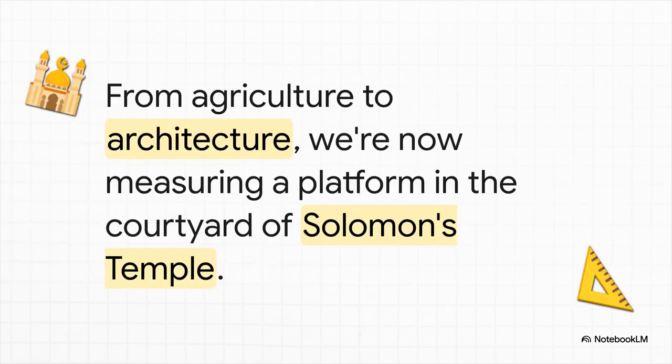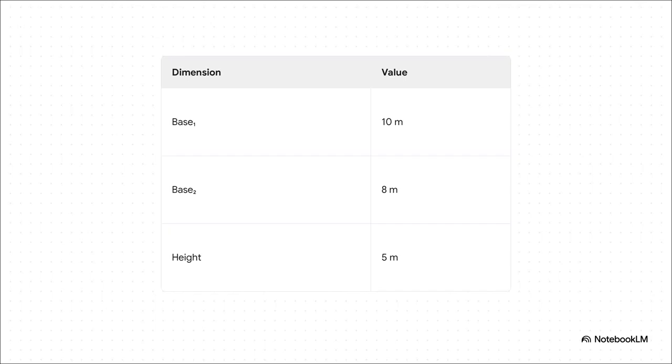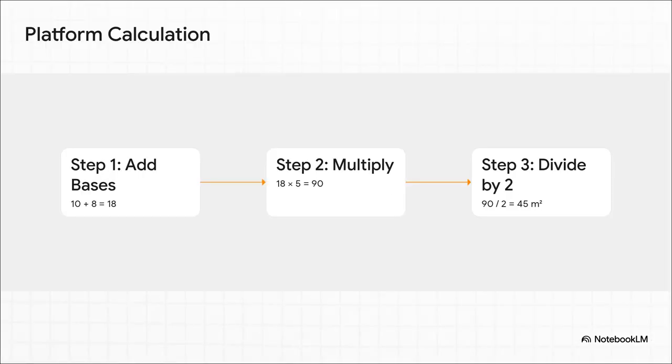And for our final example, we're shifting gears from agriculture to architecture. Now we're measuring a platform in the courtyard of Solomon's temple, which just goes to show how versatile this one formula really is. And for this grand finale, the temple platform, our bases are 10 and 8 meters with a height of 5. Okay, one last time through the formula. 10 plus 8 is 18, times 5 is 90, divided by 2, and we get 45 square meters. And that's the real takeaway here, isn't it? It doesn't matter if it's a vineyard, a field, or a temple, the math, the principle stays the same.